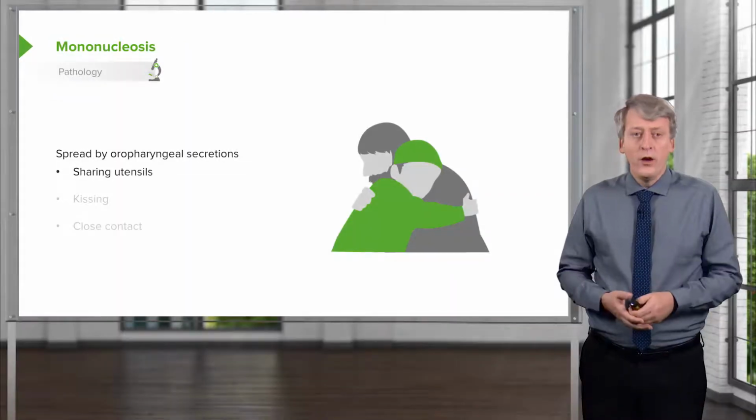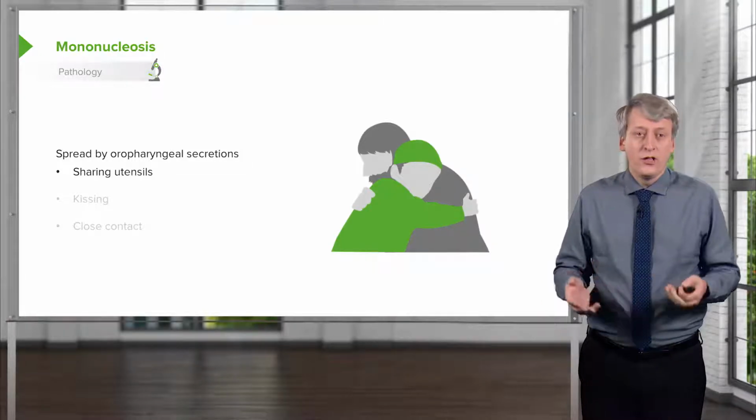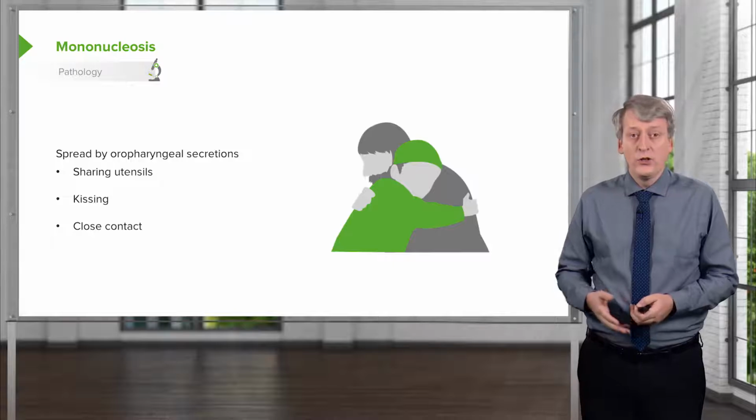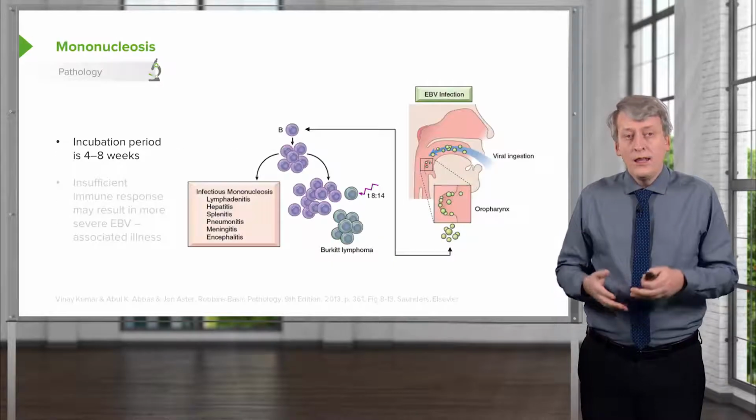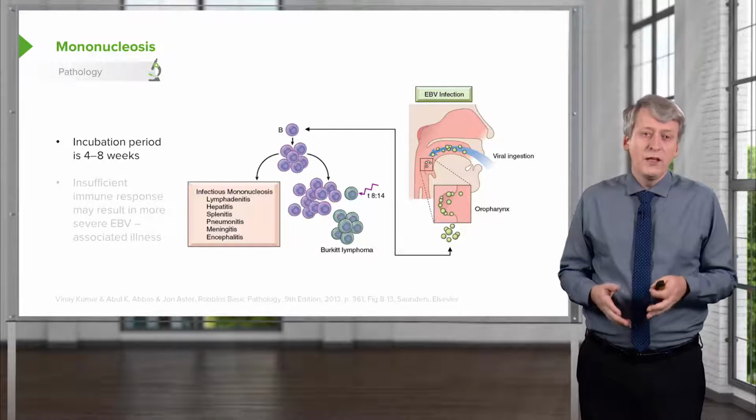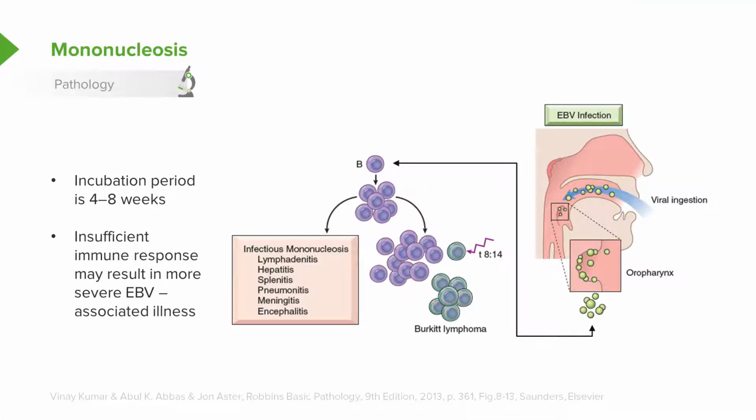So, mononucleosis is generally spread by oropharyngeal secretions, such as sharing utensils or kissing or coming into close contact with others who have the disease. The incubation period for the EBV virus is approximately 4 to 8 weeks. And if patients have an insufficient immune response, it may result in a more severe EBV-associated illness.